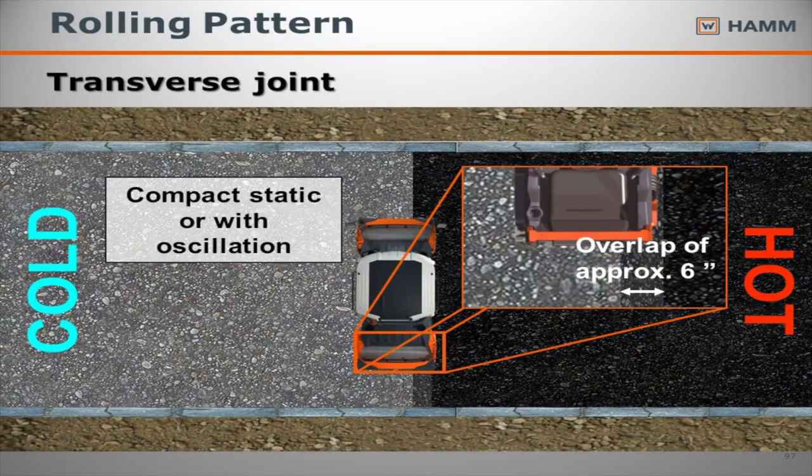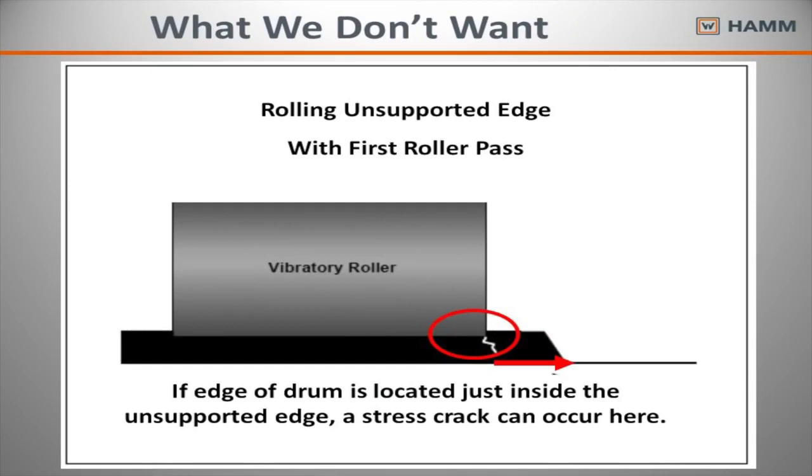Showed this picture before, very similar. We always want to overlap about 6 inches on a hot mat. We don't want to go any further than that. We definitely don't want to go over half because what's going to happen, just like pinching a joint, all that roller is going to do is sink down into that cold side or the hot side, and you're going to create a bump when you come off. And we don't want to do that.